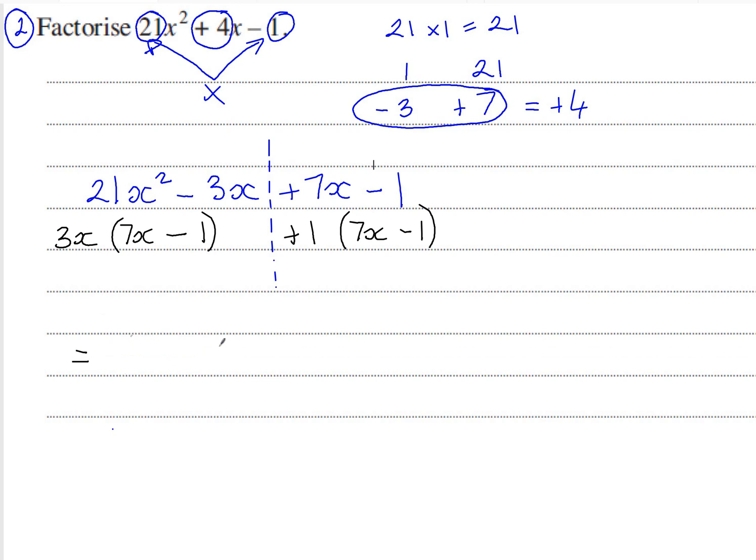And then what we have is we know that when we factorise this expression up there, we're going to have double brackets. This 3x will go here. This plus 1 will go here. And then in this second bracket is going to be 7x minus 1. What is inside both of those brackets?